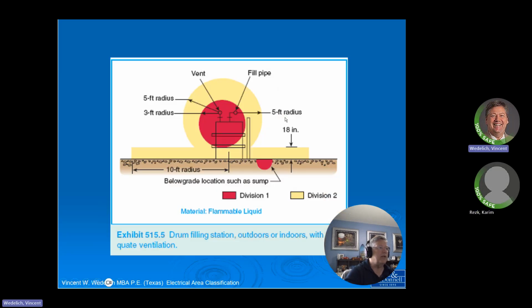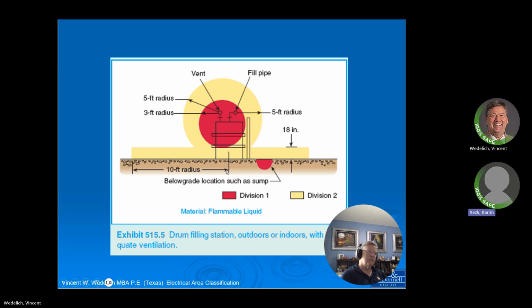Yes. So here we have a tank. We have some vents. We have a fill pipe, right? Because it's a fill pipe, that means I have to connect something to it. And because I have to connect something to it, it's a maintenance issue, right? It's a maintenance connection. And therefore, it's a div 1 location. The red is div 1 and it goes out 3 foot. Then you have a 5 foot radius here as well. It's kind of a funny looking picture because they don't have it centered over these things, right? It's kind of goofy looking. But then they have 18 inches here and 18 inches all the way around it.